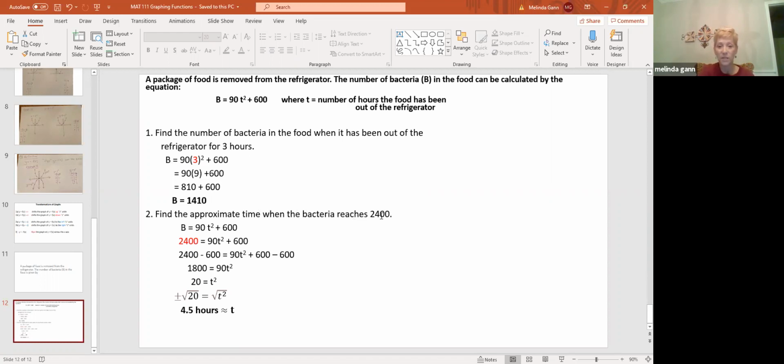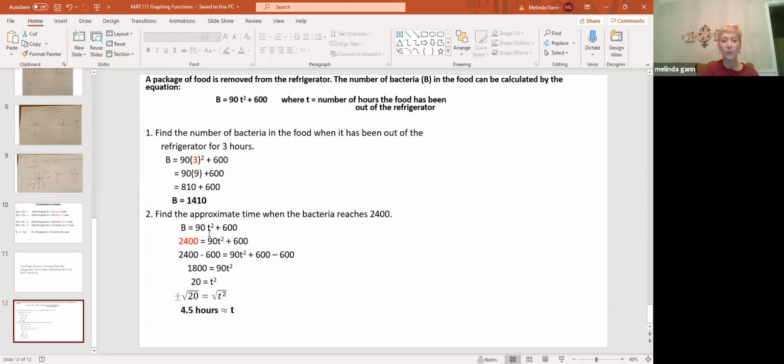So this time, what's the 2,400? Is it my time? It said when the bacteria reaches, find the time. So this time I'm trying to find T. So that 2,400 is my B, so I put 2,400 in place of B.